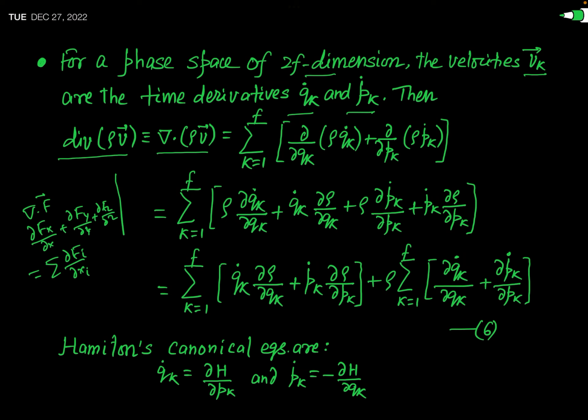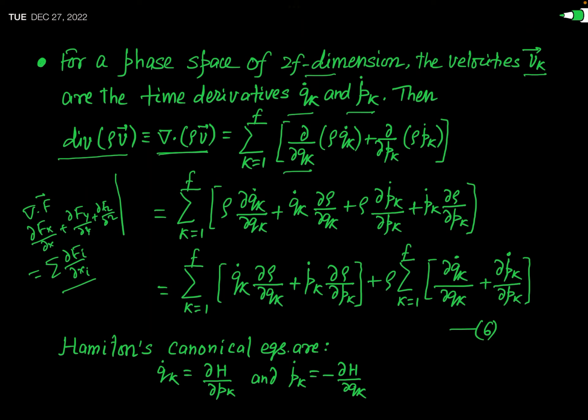But instead of x, y, z, you can write x1, x2, x3, and instead of fx you can write f1, instead of fy you can write f2, instead of fz you can write f3. So in the light of this definition of divergence of a vector field, when we write the expression for the divergence of rho v in the 2f dimensional phase space, we can write this will be equal to summation over k from 1 to f del qk.